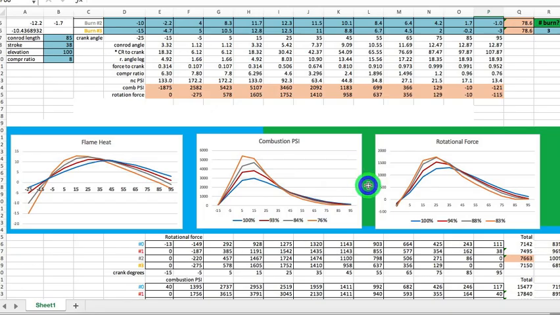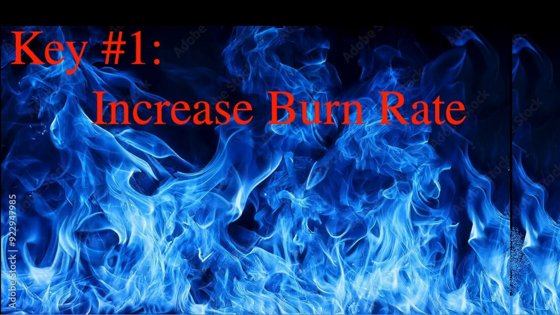So this calculator helped me to fully understand the subject. So now I'm very confident in saying that yes, if you increase the burn rate up to a certain limit, you're going to increase the engine power. So let's talk about different ways to increase the burn rate.